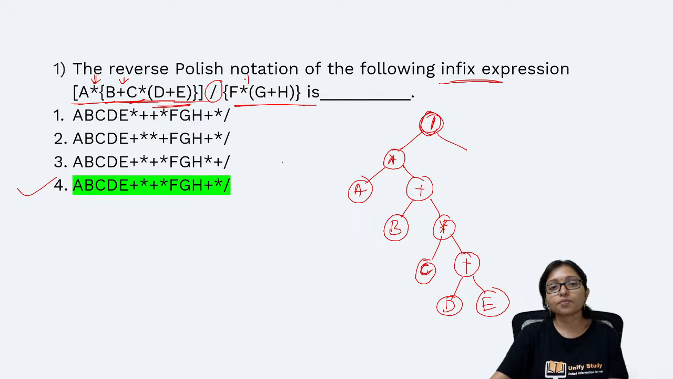Now in the right subtree, here is the star. After that the F. So F is here. Then the plus. So plus will be here. Then G and then H.